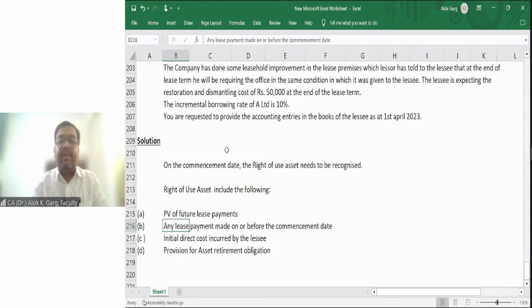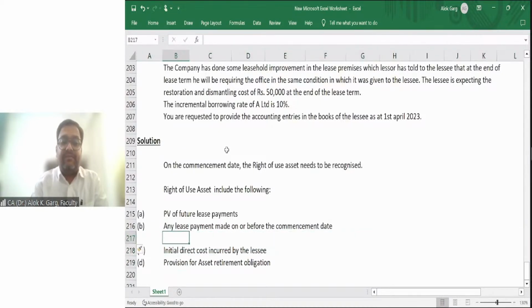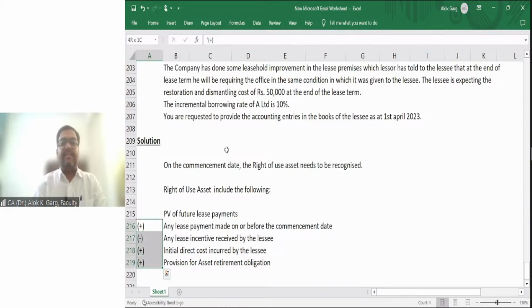And this, any lease payment made on or before the commencement of the lessee, right? If there is any lease incentive, that lease incentive received by the lessee. I'll write it this way: present value of future lease payment plus any lease payment made, minus any incentive received, plus initial direct cost, plus this. This is the formula of right of use asset.